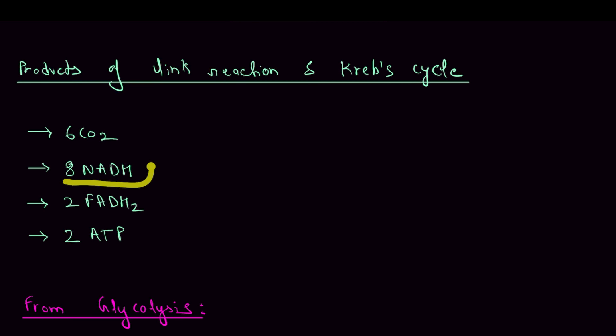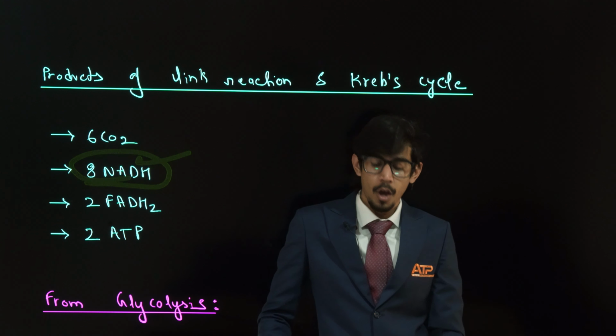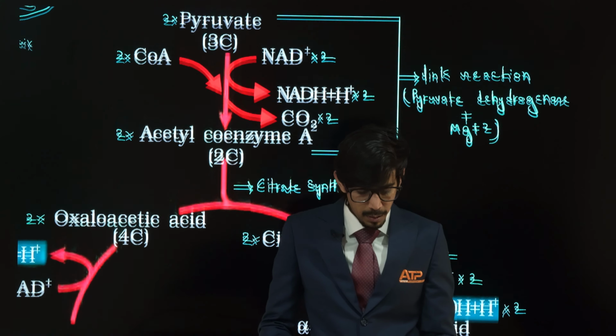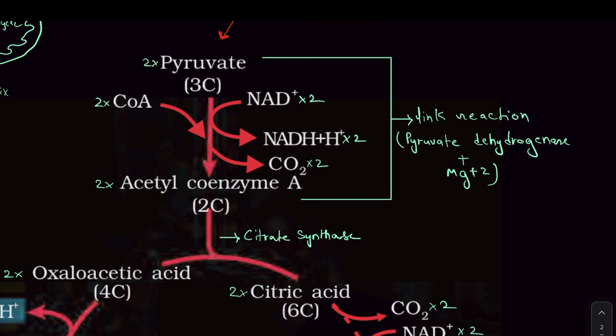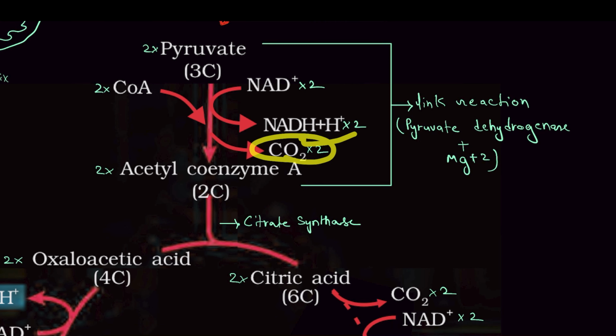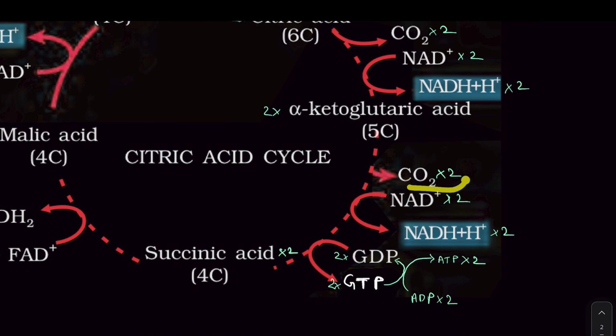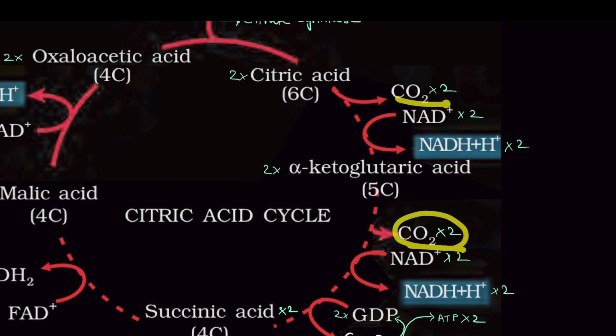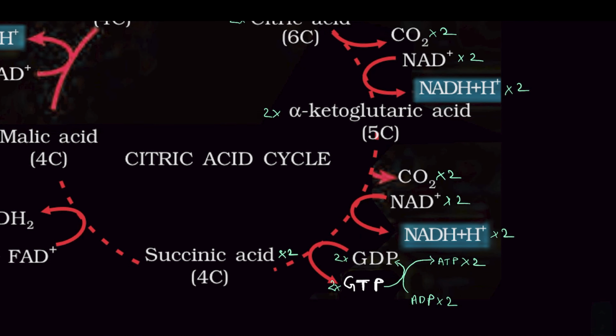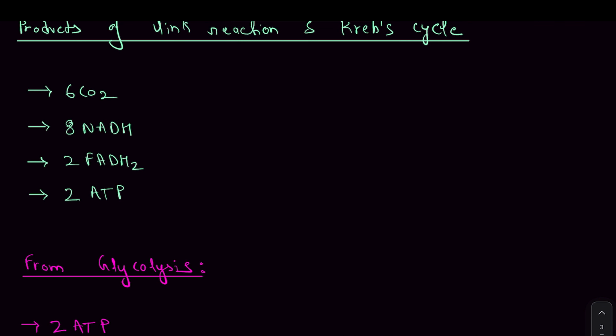We get 8 NADH. Also count total how many carbon dioxide molecules we got here. So 2 carbon dioxide molecules we got in this step, 2 carbon dioxide molecules in this step, 2 molecules in this step as well. 2 plus 2 plus 2, 6. So total 6 molecules of carbon dioxide we also get after link reaction and Krebs cycle.